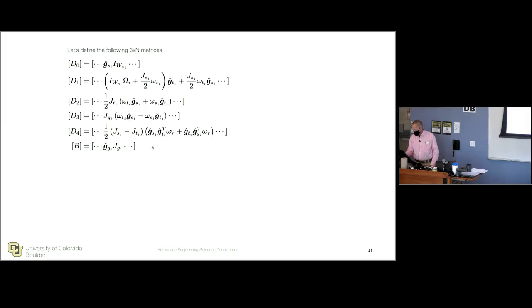What's different here is D1: everything with the inertia is about the spin axis. D2 is inertia about the transverse. D3 is inertia about G, and then D4 had some differences in inertias. I think that was the reasoning for my ordering.